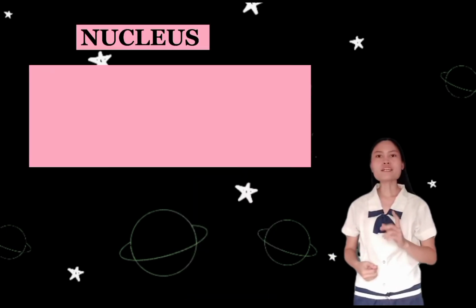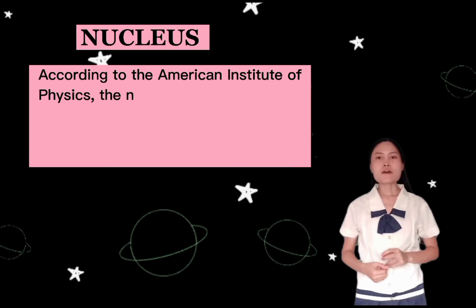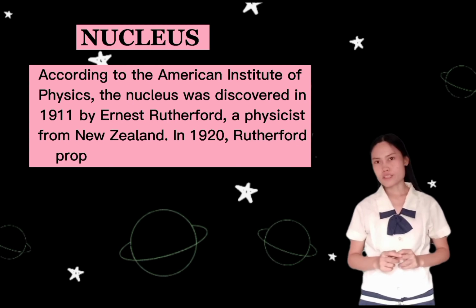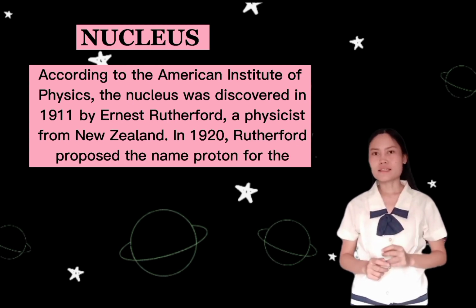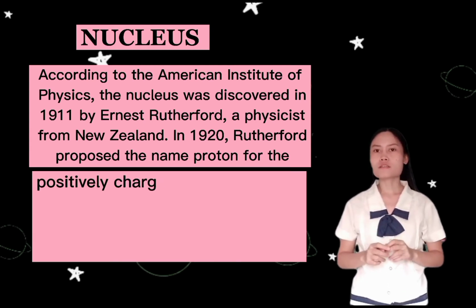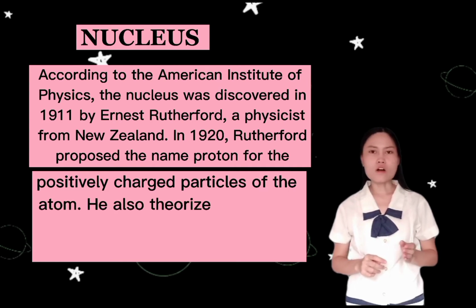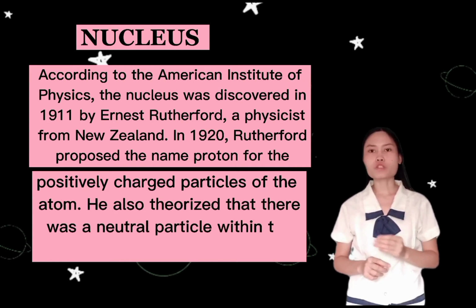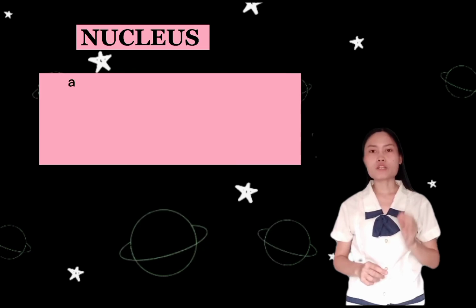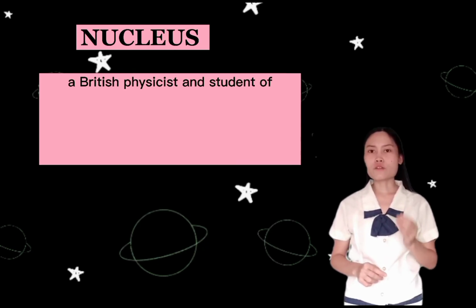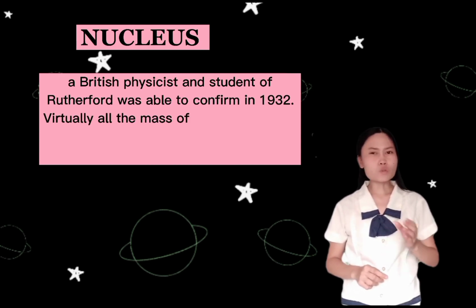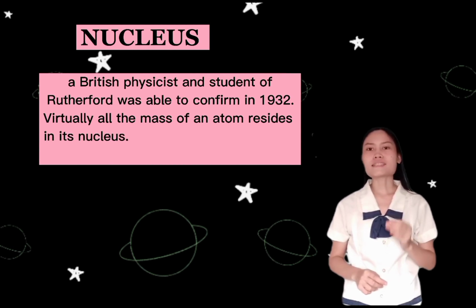The nucleus. According to the American Institute of Physics, the nucleus was discovered in the year 1911 by Ernest Rutherford, a physicist from New Zealand. In the year 1920, Rutherford proposed the name proton for the positively charged particles of the atom. He also theorized that there was a neutral particle within the nucleus, which James Chadwick, a British physicist and student of Rutherford, was able to confirm in the year 1932.